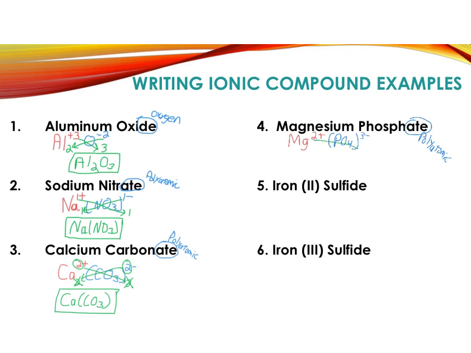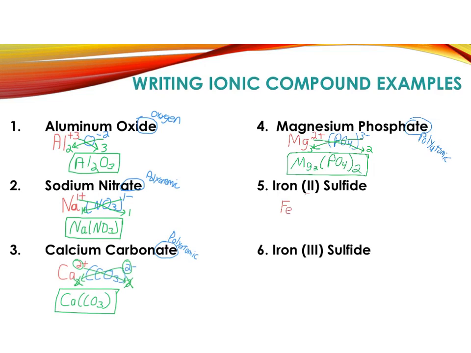So I got to crisscross these charges. The 2 goes to the PO4, the 3 goes to the magnesium. I get Mg3(PO4)2. I need the parentheses here because that 2 tells me I have 2 of everything in the parentheses. So 2 phosphates, 3 magnesiums.